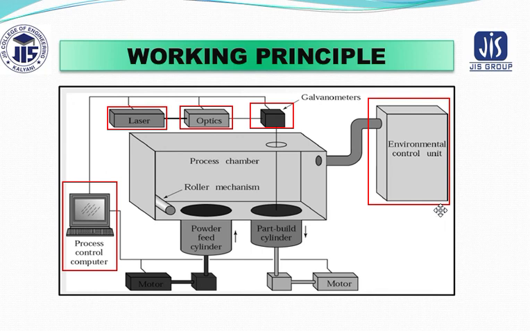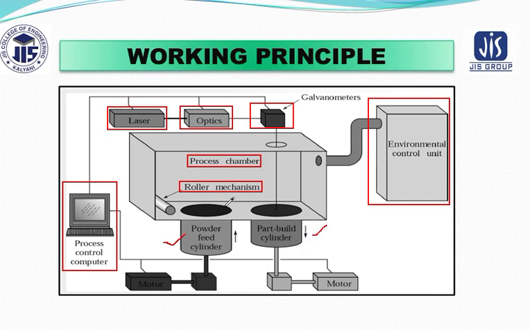This entire process occurs in a process chamber which is filled with nitrogen gas. Why? To minimize oxidation. So, this is the process chamber. You can see a roller mechanism, because this roller slides over this surface, and two cylinders are located here. One is the powder feed cylinder, and the other is the part build cylinder.